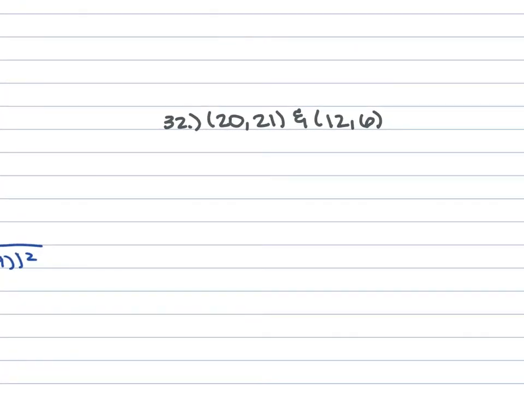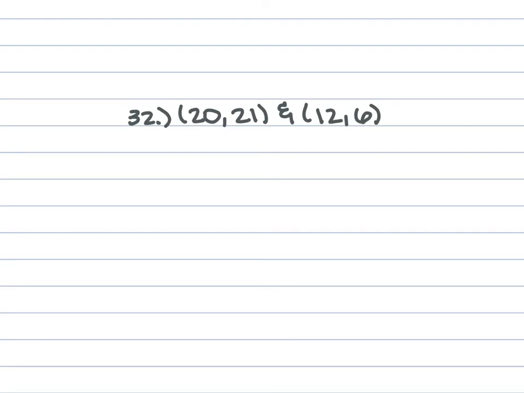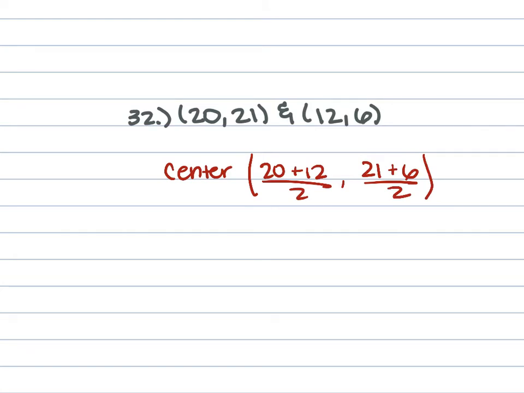For 32, we have (20, 21) and (12, 6). So to find our center, we have 20 plus 12 over 2 and 21 plus 6 over 2. The 20 plus 12 gives us 32 over 2, and the 21 plus 6 is 27 over 2. So this is going to be 16 and 27 over 2 is 13 and 1/2. So this is our center.